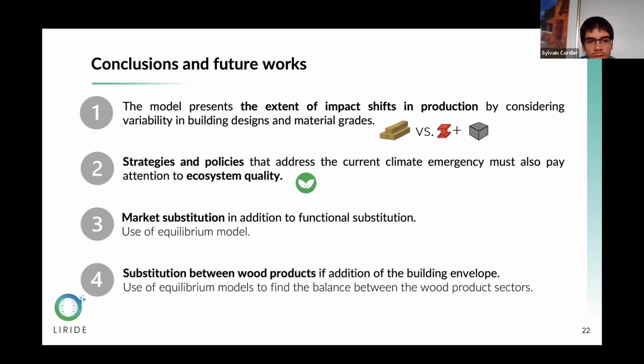And also in this case study, the additional harvesting of wood that was dedicated to the non-residential structure represented less than 5% of the total harvesting. But in the case where the additional harvest is higher, we may have competition between the different wood products in the different sectors. So if we add, for example, the envelope in the wood building, perhaps the different wood product sectors will have to find a balance. So maybe use an equilibrium model in this context.